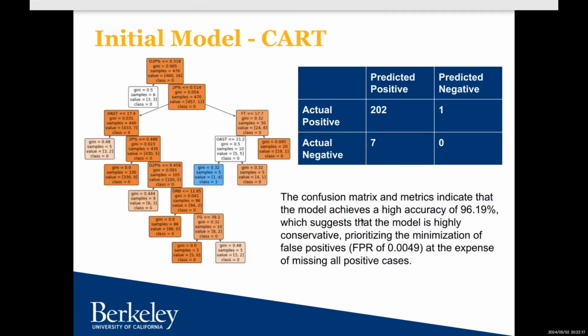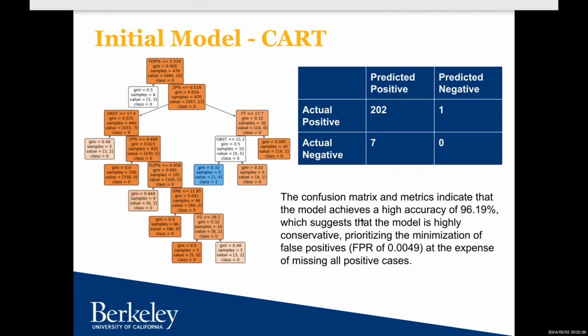For the second model, we utilize CART. On the left, you can see the decision tree structure for our CART model. Each node in this tree represents a decision point based on the values of certain predictors. Now, moving to the right side of the slide, we have the confusion matrix of our CART model.